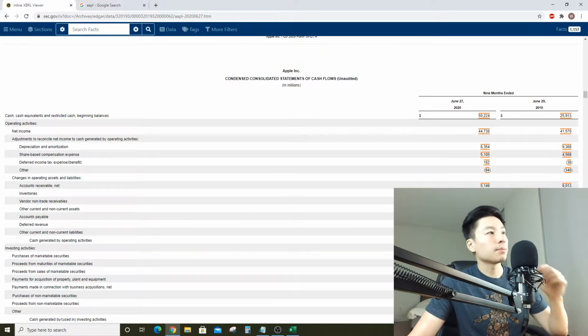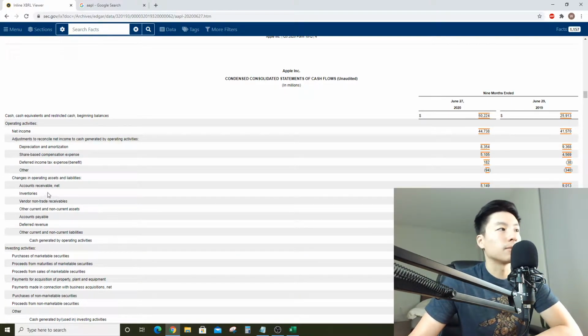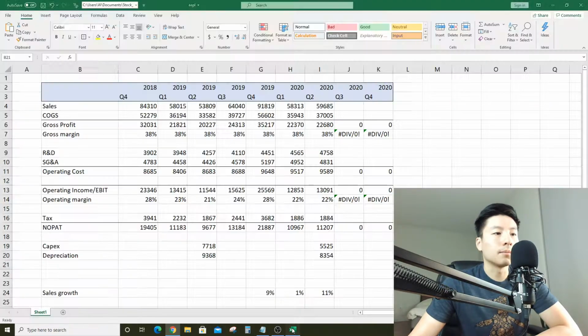Okay, the third adjustment we're gonna make is called working capital adjustment. This is a little bit more advanced conceptually. If you think about it, let's say the operating profit after tax here is like 11 billion. Wow, that's really good.